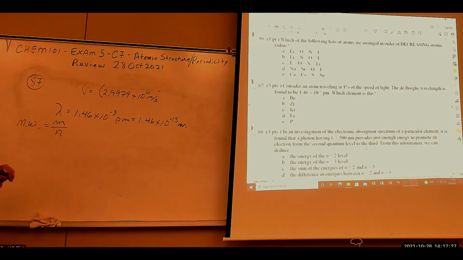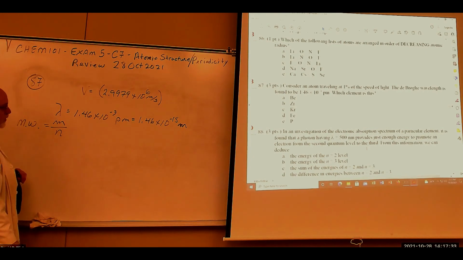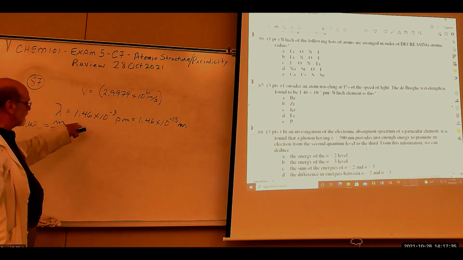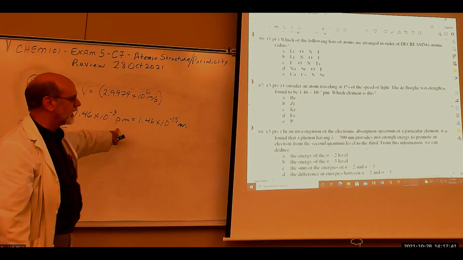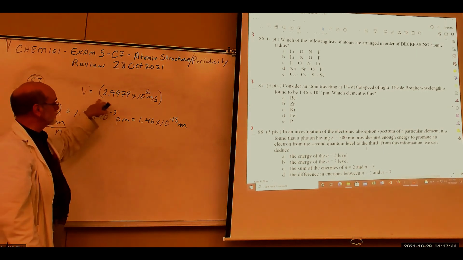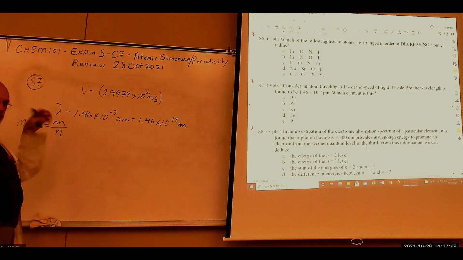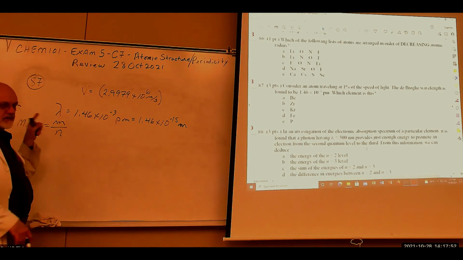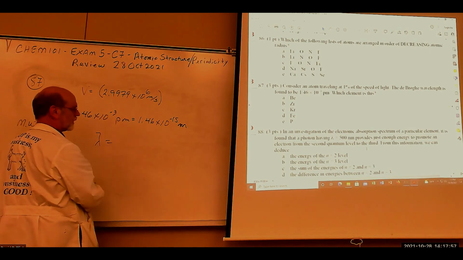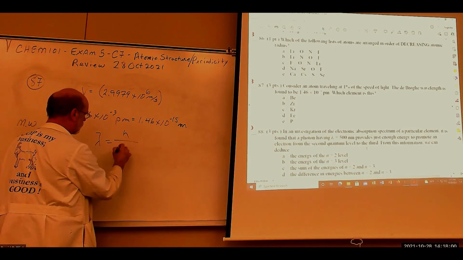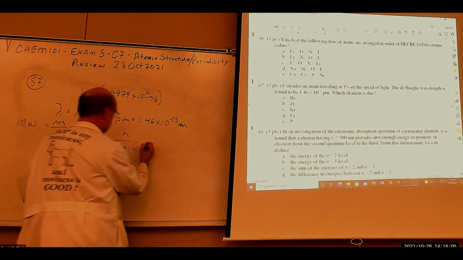So let's see, what do we got here? Well, we know one atom. This is the wavelength of one atom. Yeah, one atom of that element has this wavelength when it's moving that fast. So we know it's so much mass per one atom. We just got to find out what the mass is. So we need the de Broglie equation, right? Wavelength equals Planck's constant over mass times velocity, right? If memory serves me.